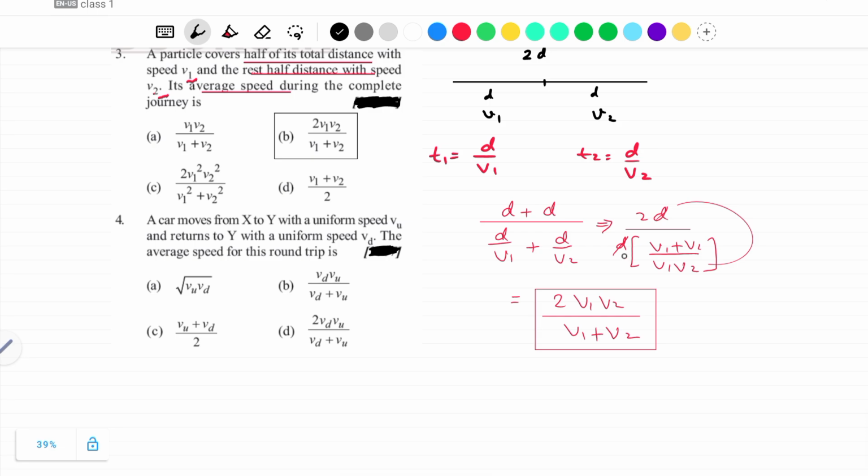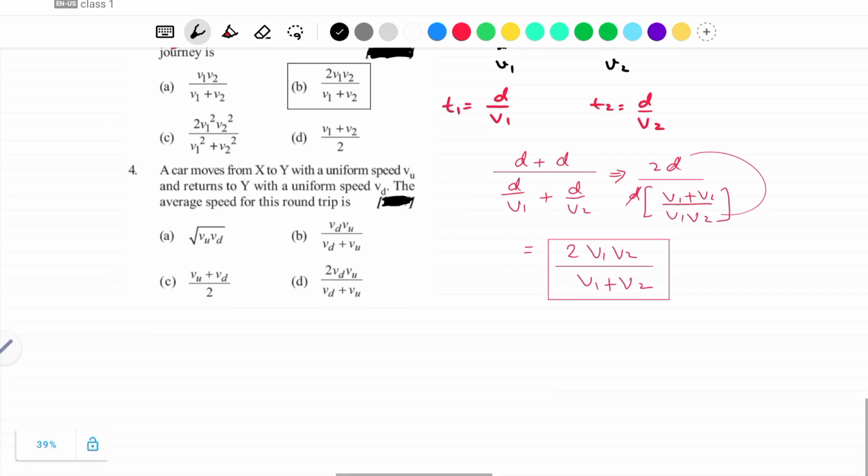Then we have taken d as common and cancelled it with the numerator. Also we have taken LCM here, so it will become v1 plus v2 over v1 v2. This v1 v2 will go and multiply with this 2. So it will become 2 v1 v2 over v1 plus v2. I hope it is clear to all of you.